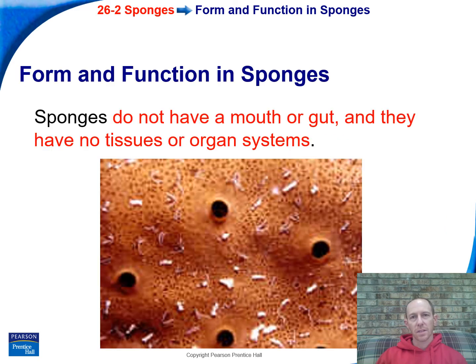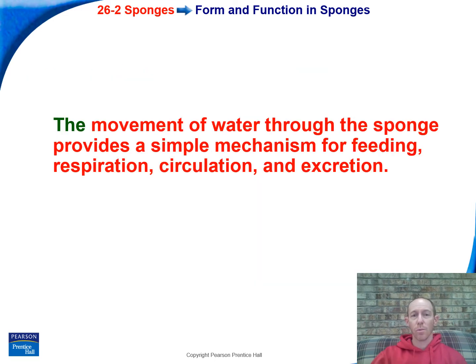Okay, so sponges, I just said, are super simple, right? Well, they don't have a mouth. They don't have a normal gut for digesting. They don't even have tissue or organ systems. So how do they do their normal thing? It's pretty simple. They use a flow of water. They create a current of water coming into their body and flowing through their body, and they use that current of water that they cause for feeding, respiration, circulation, excretion, all of it. Okay? So they use that water flow to help them do their business.